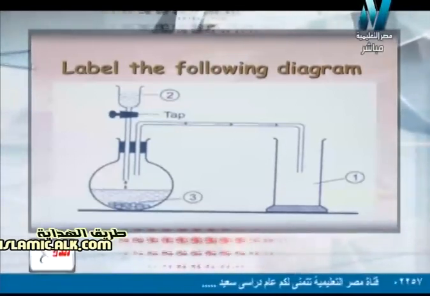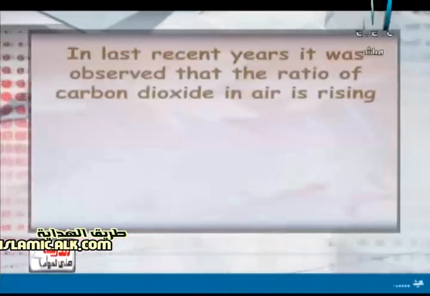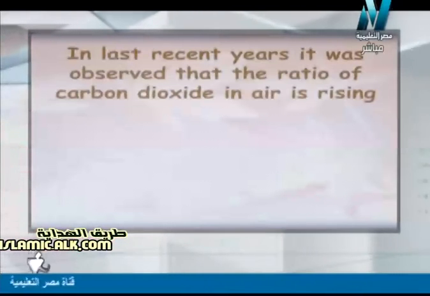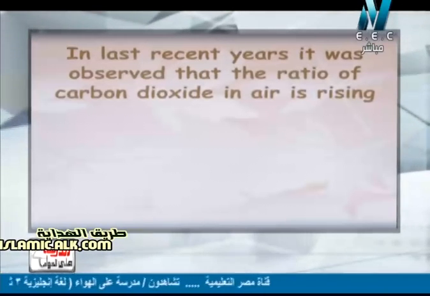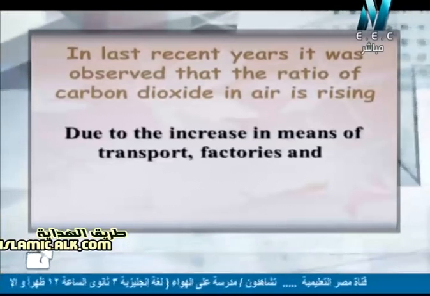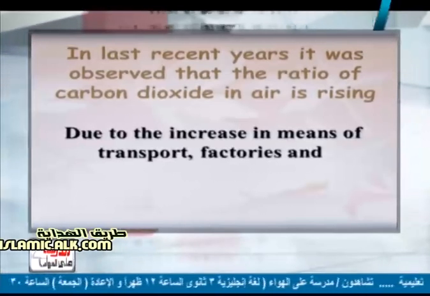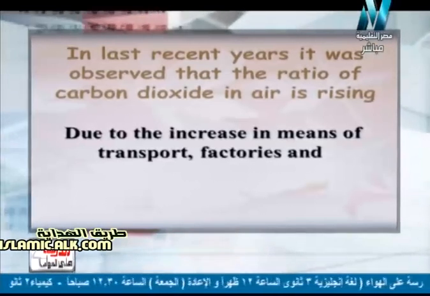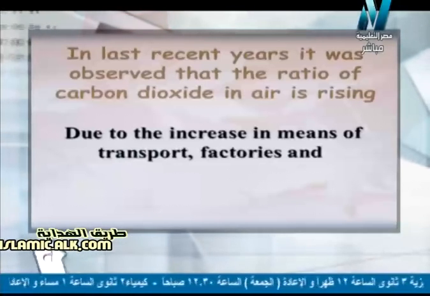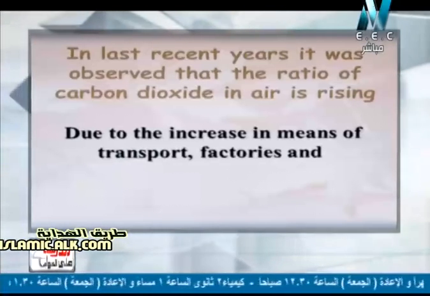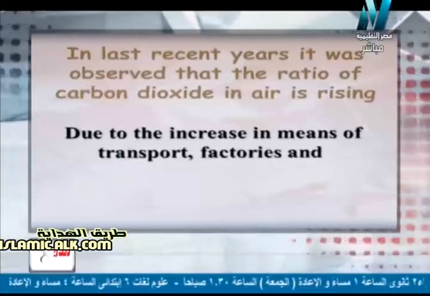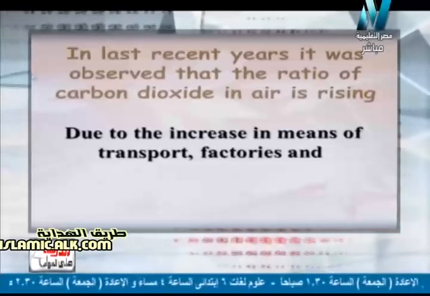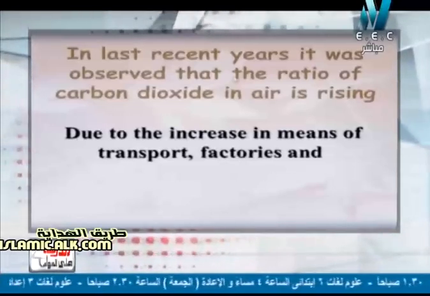So another question, give reason, and we'll end this episode by this question. In the last recent years, it was observed that the ratio of carbon dioxide gas in air is high. ليه في آخر كام سنة لاحظنا إن الكربون دايوكسيد gas بيزيد؟ So the answer will be that due to the increase in the means of transport, factories, and also many reason. هنا أنا قلت and وسكت عشان تقول أنت أكتر من سبب إيه اللي بيزود الكربون دايوكسيد gas. Again, due to the increase in means of transport, factories, and also respiration process, and also the increase in the population. يعني عدد السكان بيزيد فبالتالي بيسبب زيادة في الكربون دايوكسيد gas.